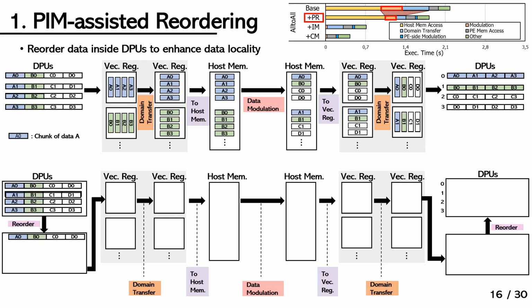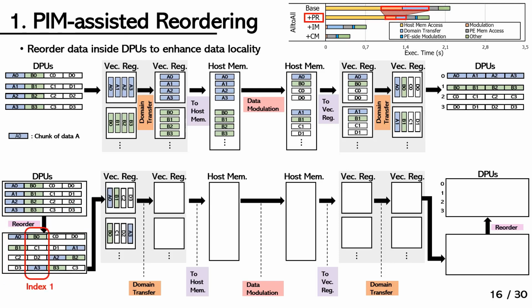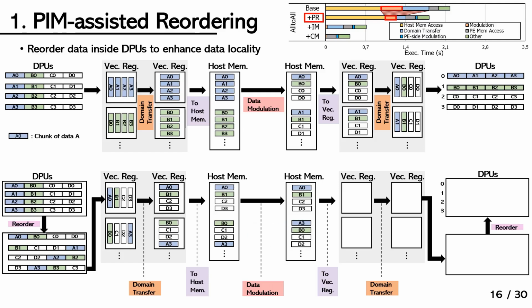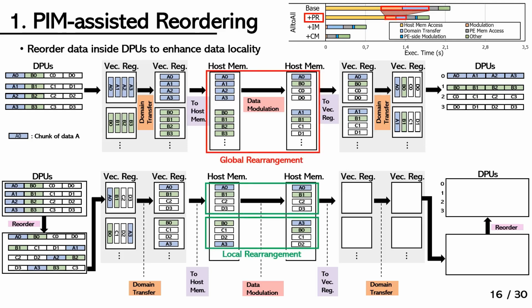First, each DPU reorders its data layout in parallel like this. And now the data is sent to the host vector registers. From here on, the rest of the procedure is similar to the conventional workflow above. We perform domain transfers, save the data in the host memory, and then perform data modulation. Now, one thing to point out here is that thanks to the reordering process done beforehand in the DPUs, the modulation process is now composed of local rearrangements compared to the global rearrangements in the conventional workflow above. This improves the cache line access patterns, reducing overall execution time.